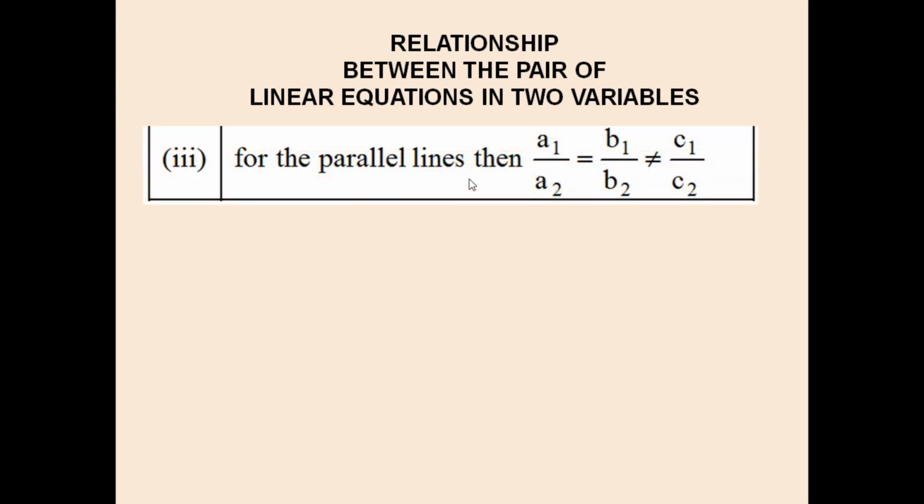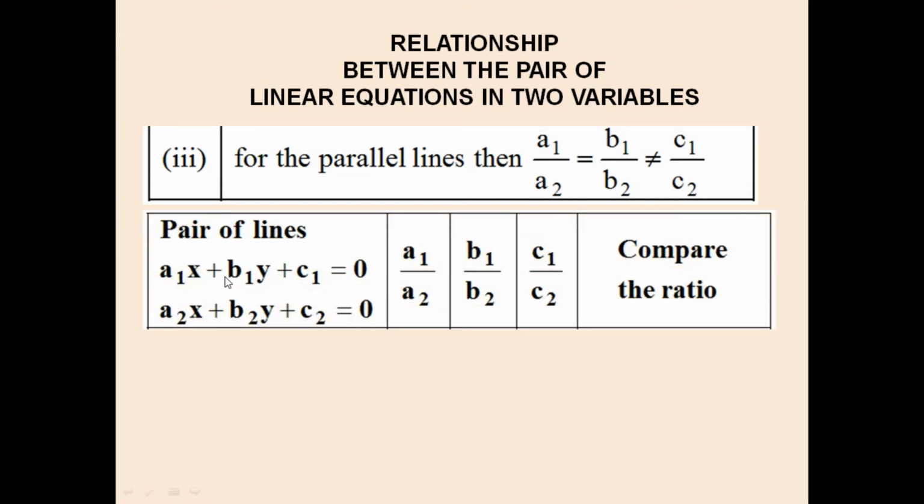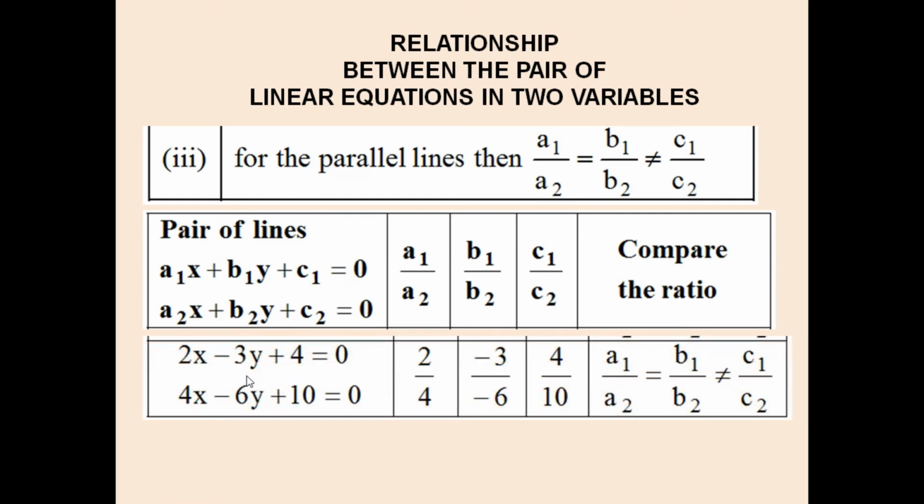Let's look at the third relation. For the third relation, again, the first step is the same: extract the coefficients, put them in ratio format. Second step, compare the ratios. The third example that we are taking is this: 2 upon 4, first ratio, minus 3 upon minus 6, second ratio, 4 upon 10, third ratio. 2 upon 4 can be reduced to half, minus 3 upon minus 6 is also reduced to half, but 4 upon 10 is reduced to 2 upon 5.